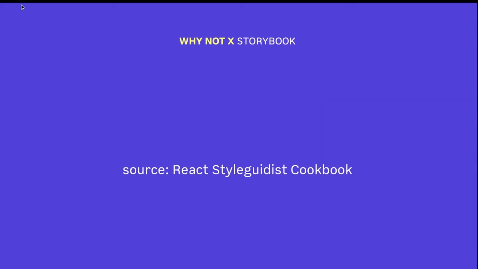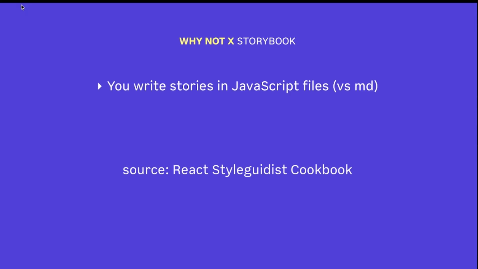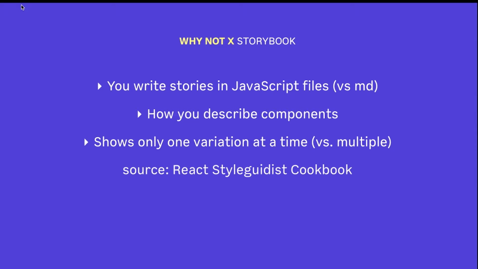All right, so nobody guessed it, but Storybook is the other one. And they actually make a great comparison here. You can go check, and I'll have the slides after, but this React Styleguidist cookbook makes a really good comparison. It's not very biased. But in Storybook, you write all your stories in JavaScript files versus Markdown. I'll show an example of that. How you describe the components, which I'll also show an example. And you can only show one variation at a time versus multiple.